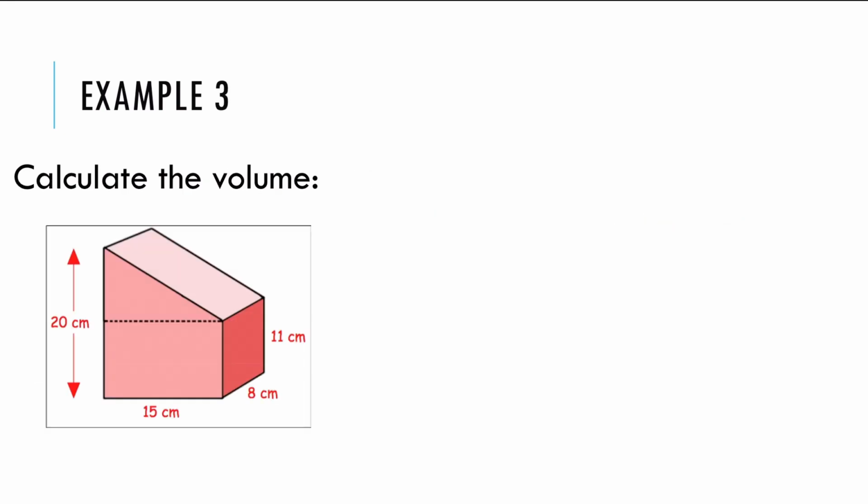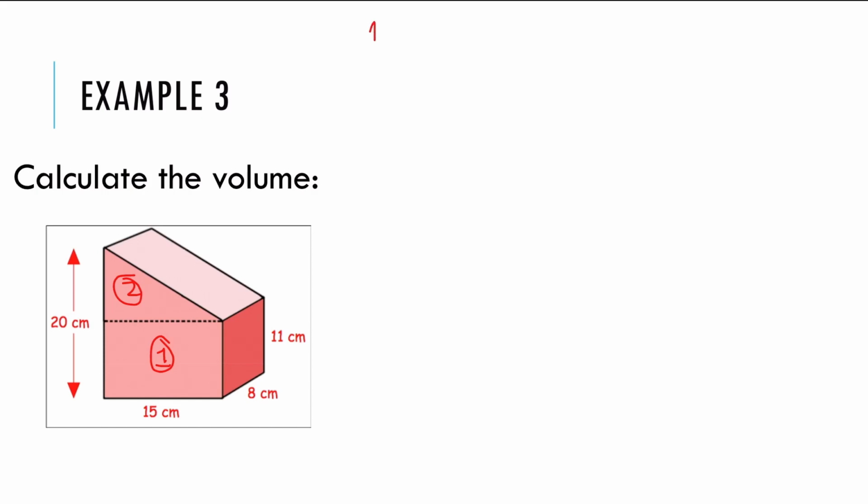Okay, last example. Calculate the volume of this composite 3D shape. So this is made up of two 3D shapes. The one on the bottom is a cuboid. The one on the top is a triangular prism. So let's work out the volume of these separately and add them together.